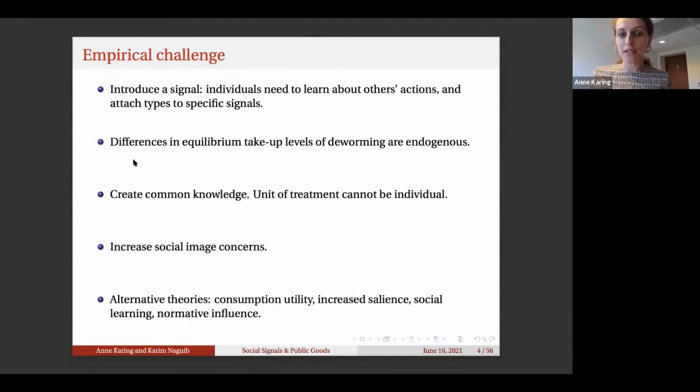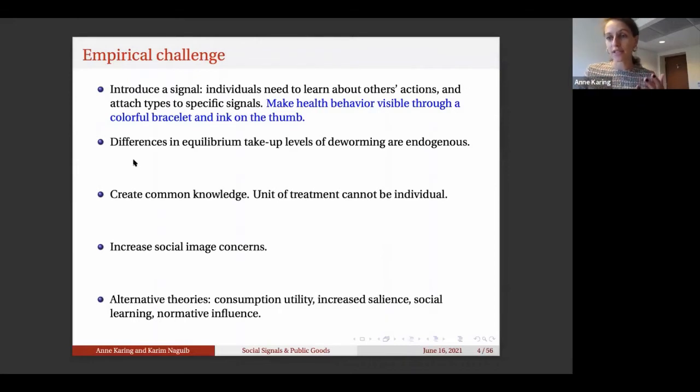The first thing is we need to introduce a signal in order for individuals to be able to actually learn about the actions that other people in their environment may have taken, and then subsequently to attach types to specific signals that they're observing. So in this research, we're making health behavior visible by allowing individuals to show that they're taking up deworming treatment through a colorful bracelet or ink on their thumb. Ink is something that's commonly used in contexts like Kenya in voting, in order to make sure that people can't vote twice.